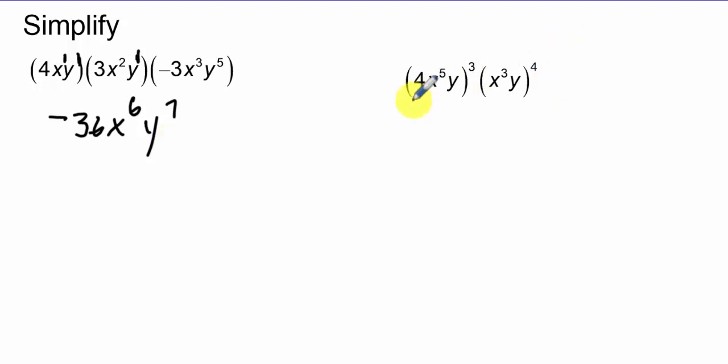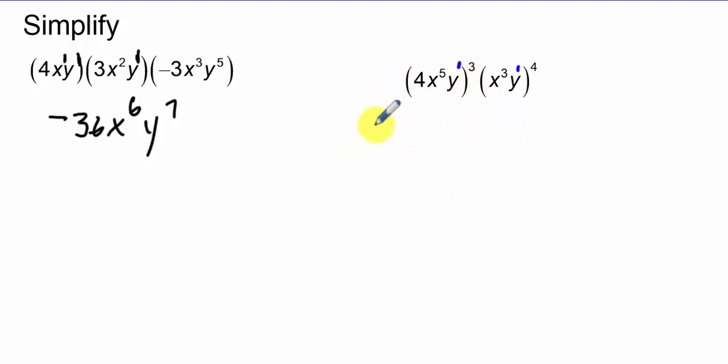This is a little bit different. What I like to do is I like to deal with, just as the order of operations state, deal with the powers first. So we know this y has a singular power of 1, and so does this. So we'll take, and I'm just going to cube everything inside. So 4 cubed.